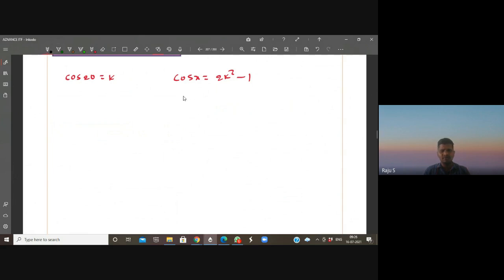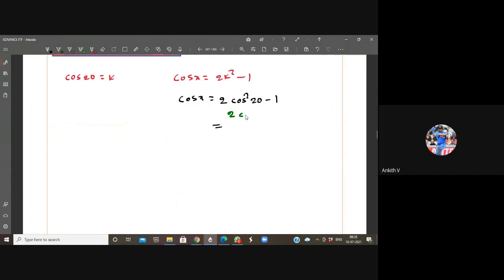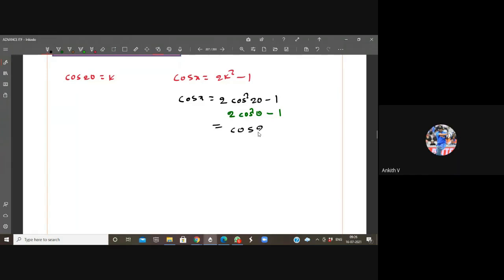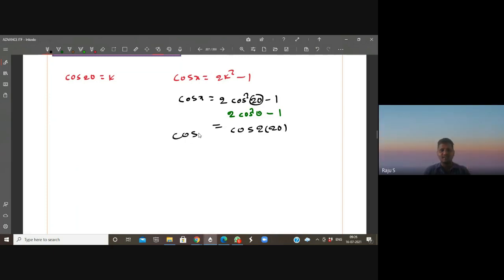Now all of you substitute the k value here. K square means, shall I write cos square theta minus 1? What is 2 cos square theta minus 1? What is the formula? It is cos 2 theta. So it is cos 2 into cos 20, that is cos 40. Cos x is equal to cos 40. When I cancel this, x is equal to 40 degrees.